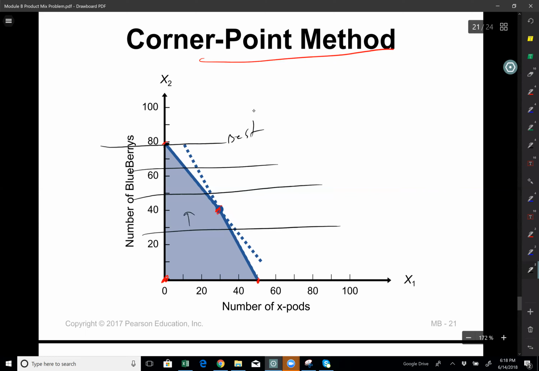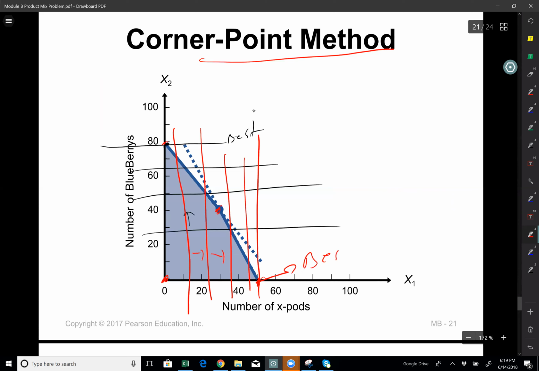But let's say my isoprofit line was perpendicular, let's use red color here, let's say this way. I could move it to the right to get better and better values, and this spot right here would be the spot where my isoprofit line leaves my system. Then this would be the best solution for this.